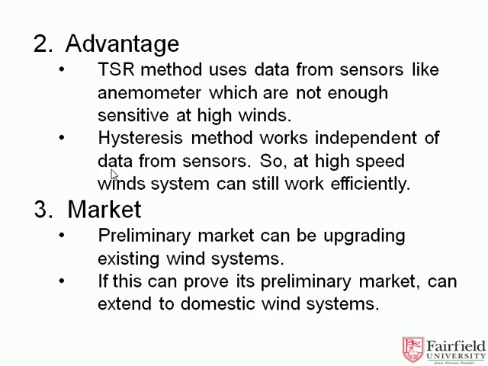The advantage of this: TSR methods use data from sensors, so I can say it's dependent on other systems like sensor systems. At high speeds they don't work, or they lose sensitivity, which can generate inaccurate data, which causes the efficiency of the system to go down. Combined with this hysteresis method, it becomes independent of the data, so it can still maintain the efficiency of the system.